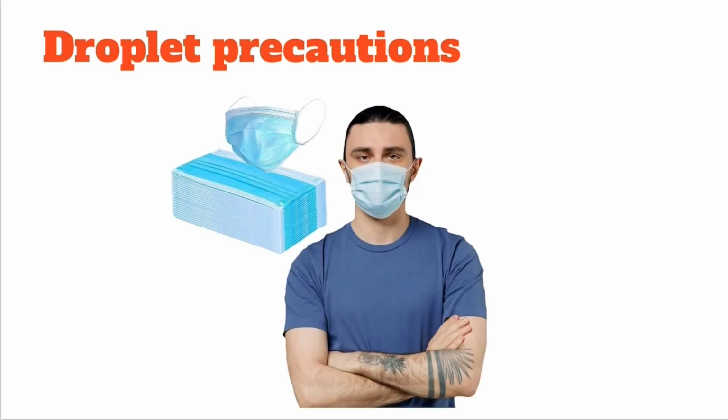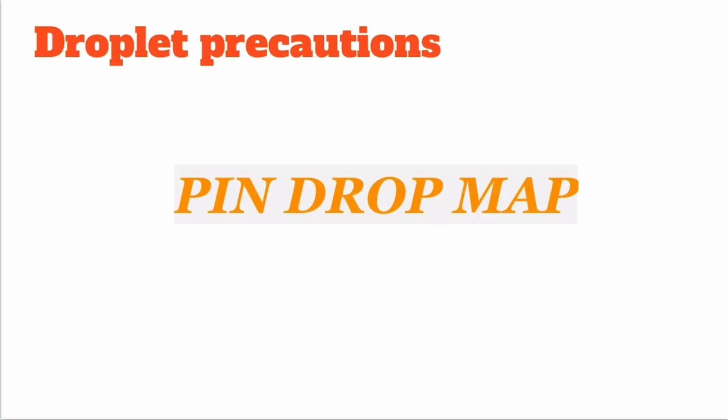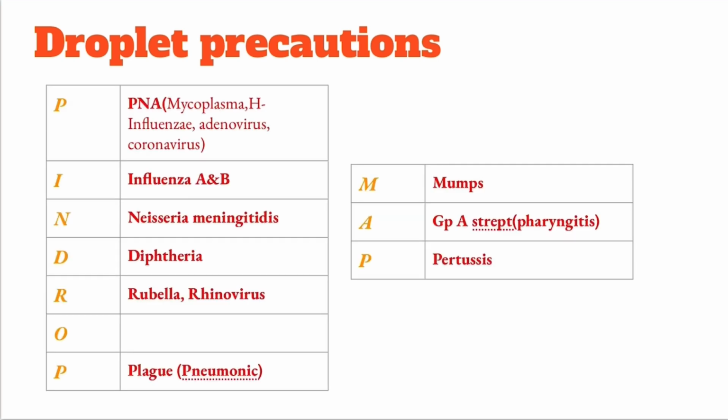Next, we'll discuss the microorganisms transmitted via droplets. The precaution required for this kind of transmission is surgical masks. The mnemonic to remember these organisms is "PIN DROP MAP." There are a lot of organisms to cover. Here's what it stands for.